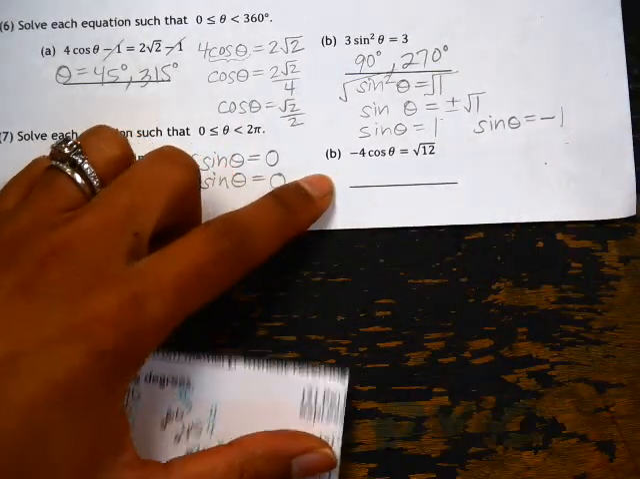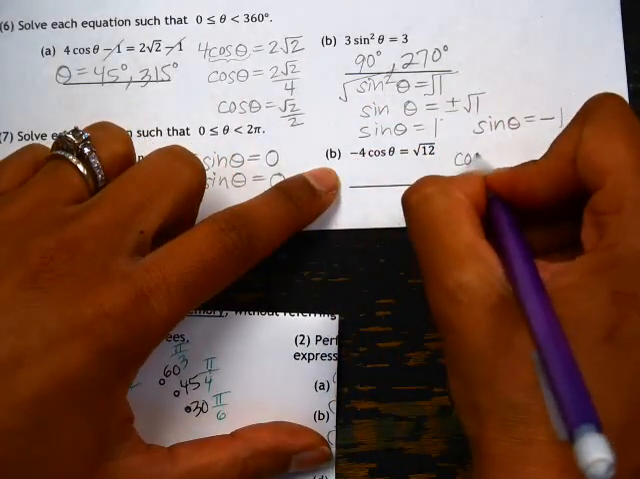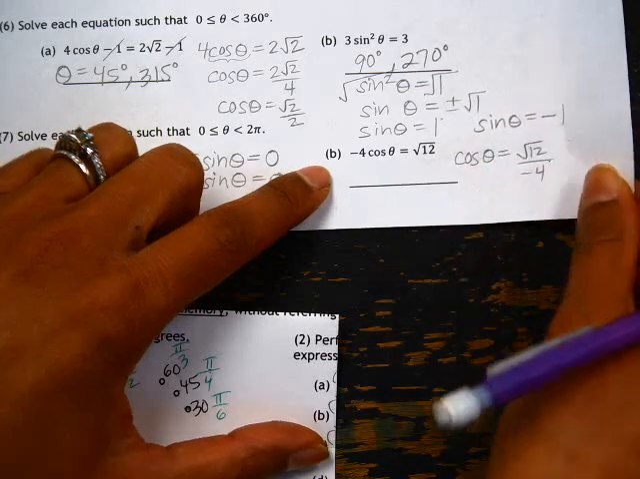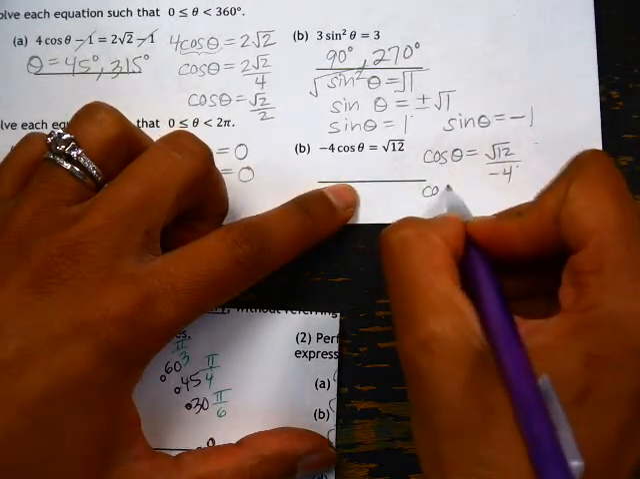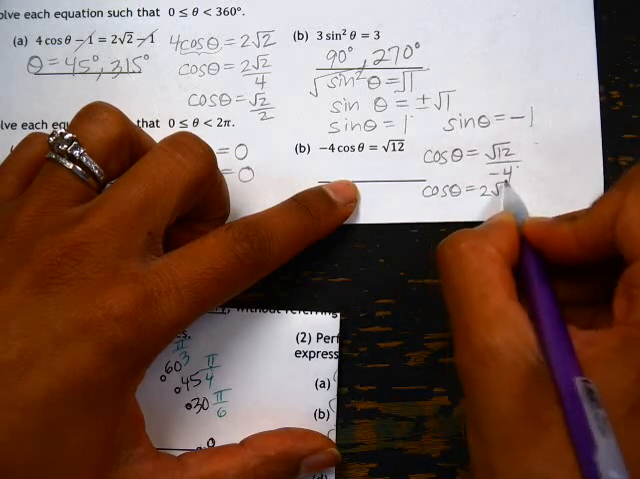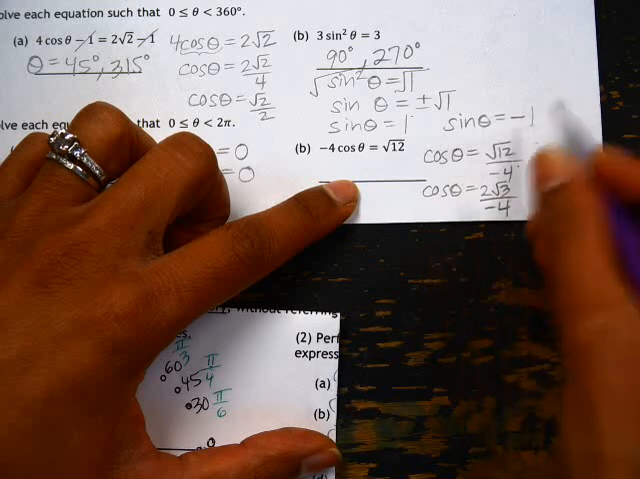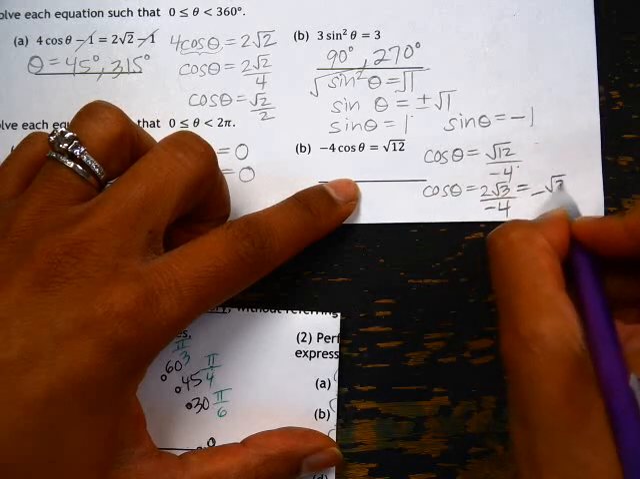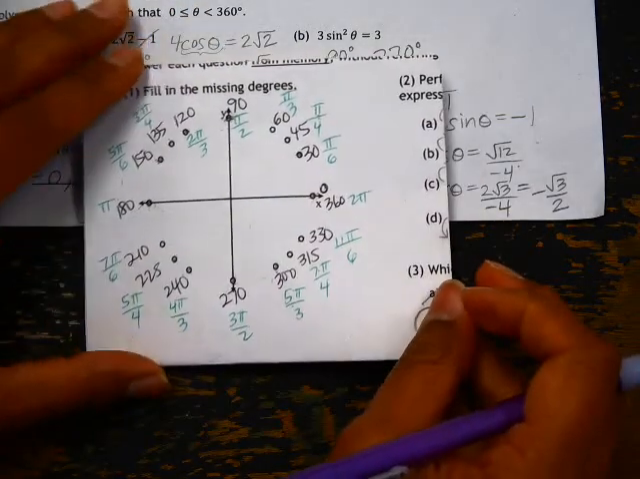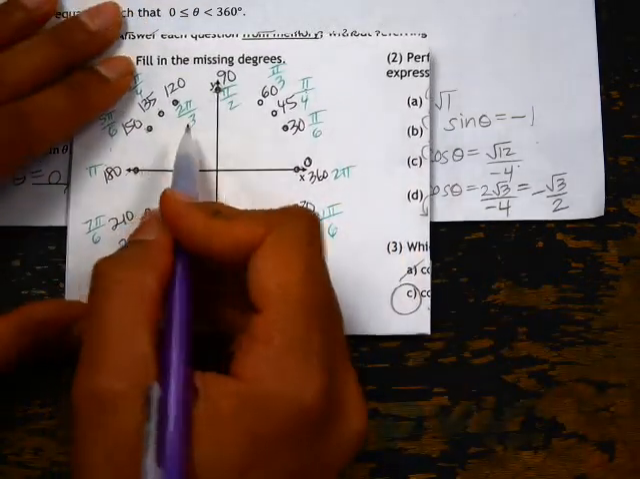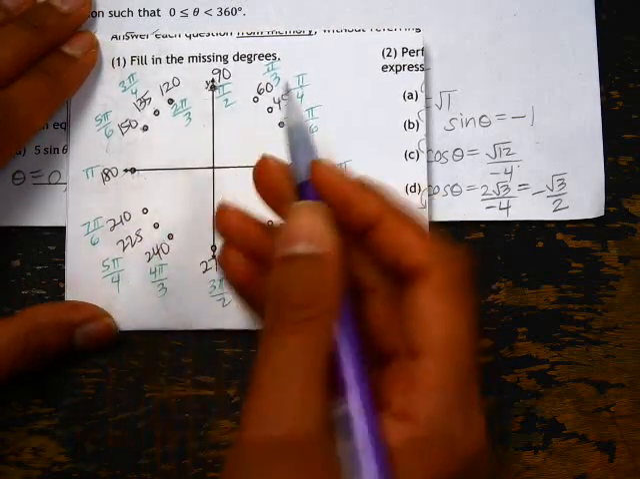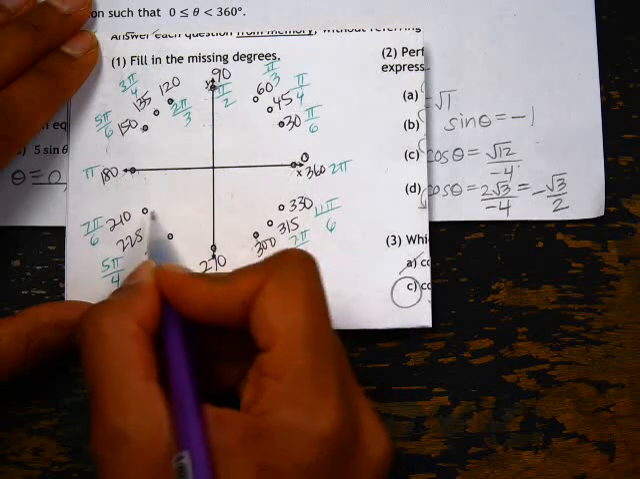And here on part B, I can divide by negative 4, which gives us cosine of theta equals root 12 divided by negative 4. And square root of 12 can be simplified. This is 4 times 3, so that would be 2 root 3 over negative 4, which simplifies to negative root 3 over 2. So I'm looking for where cosine is negative root 3 over 2, which would be here at 5 pi over 6 and at 7 pi over 6.